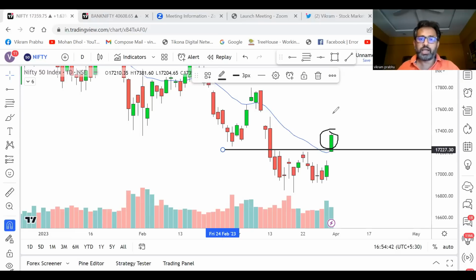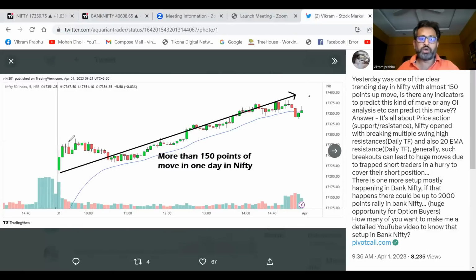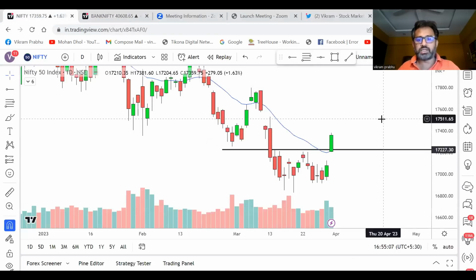And that is what that big non-stop move in Nifty was, because of the short covering rally, because once that resistance broke, all the short traders got trapped. So it's not because of an indicator or open interest and all this. It's pure price action, and you can see it clearly on the chart itself.